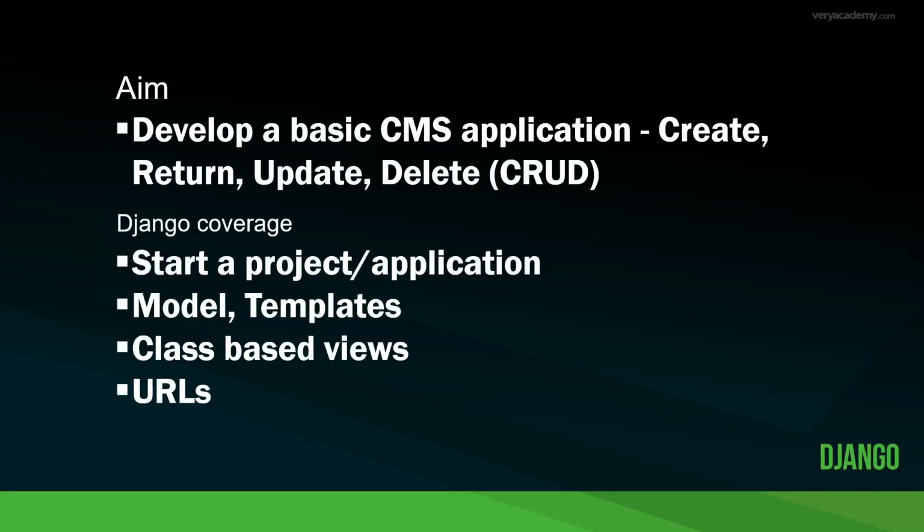Here we're going to develop a basic content management system application, practicing how to create, return, update and delete data from a database. In this project, which represents a slightly larger project than we've done so far, we'll start a new project, an application. We'll then move through models and templates and then focus on class-based views in this project, and then obviously configure the URLs.